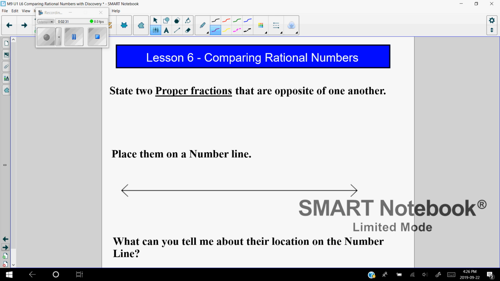Okay, so we are now on lesson 5. This should say lesson 5. And you're going to have to pause the video quite a bit because normally I'm writing this down, but because there is already stuff here, you're going to have to write down the stuff that's already here. So write down lesson 5, comparing rational numbers. And it says, state 2 proper fractions that are opposite of one another.